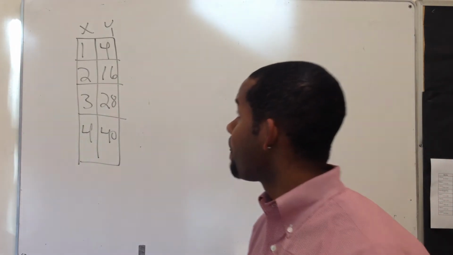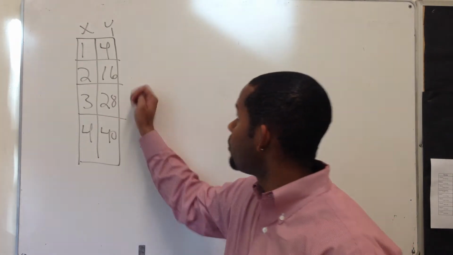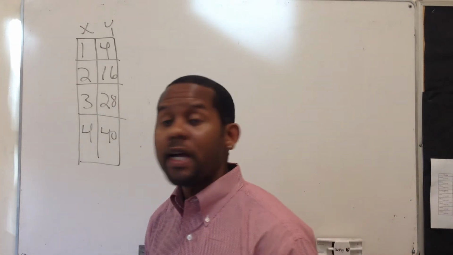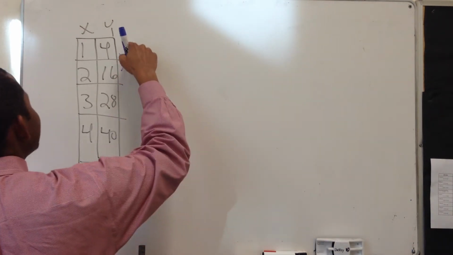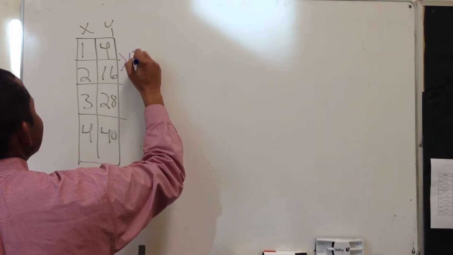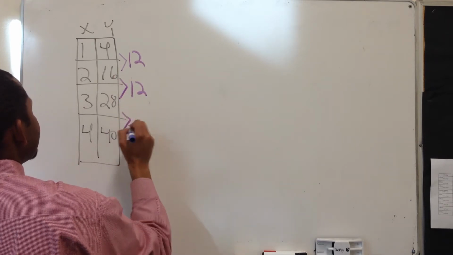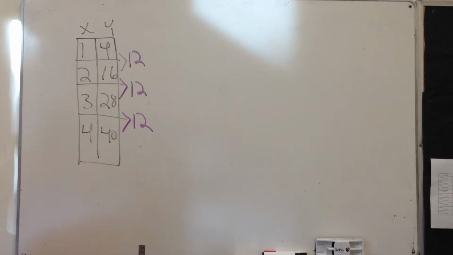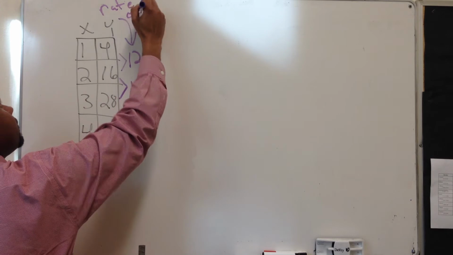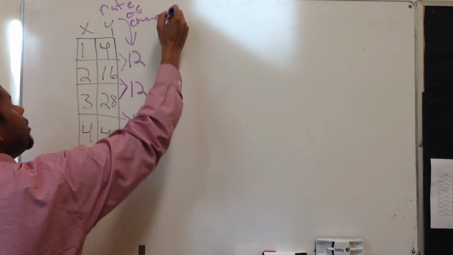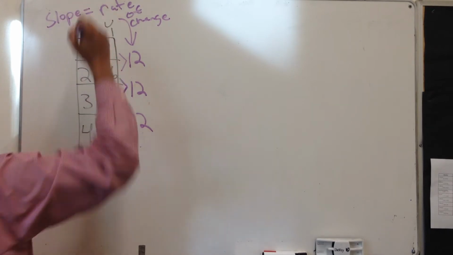Hopefully you just did that. And so now you were thinking, all right, let me follow these steps. Step 1 was make a table. Already done. Step 2 was find a rate of change. 4 to 16, that's plus 12, 16 to 28, 16 plus 12 is 28, 28 to 40. Boom. I have a constant rate of change, which is also my slope.